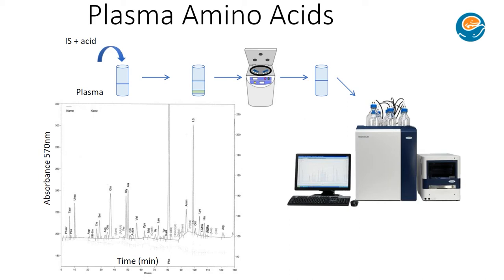This analysis process is a little bit on the slower side. The column takes about 3 hours to run, and it really gives us baseline resolution of each of the known amino acids. An example chromatogram is pictured here with time on the x-axis and absorbance at 570 nanometers on the y-axis. There are ways to speed this up if you don't need all of them. It's like 30 or 40 amino acids that can be detected, but the majority of people have about 25 that are readily detectable.